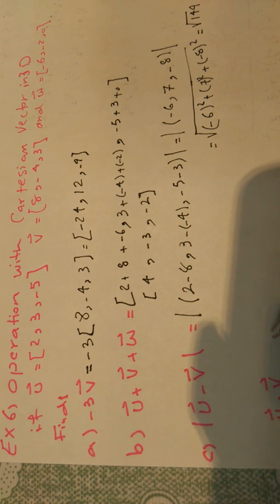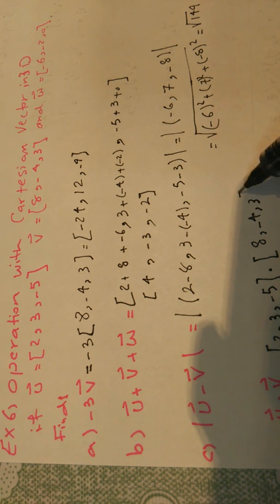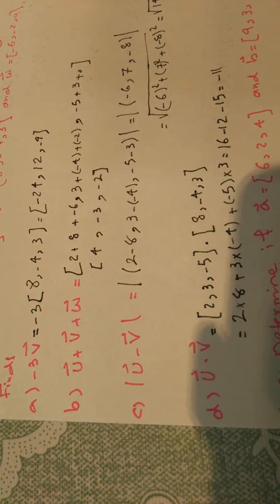U dot v, again, u is 2, 3, negative 5, dotted to the v, which is 8, negative 4, and 3. So for dot product is x component multiplied by x component, y component multiplied by y component, and z component multiplied by z component. That's going to be what? It's going to be negative 11.